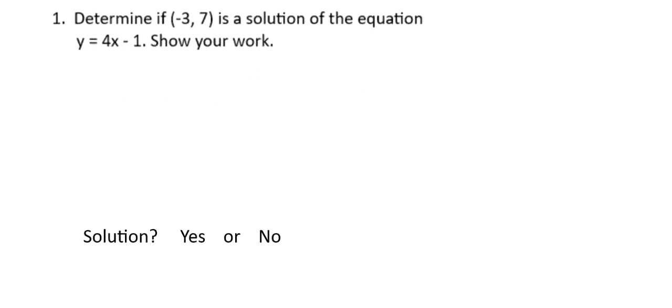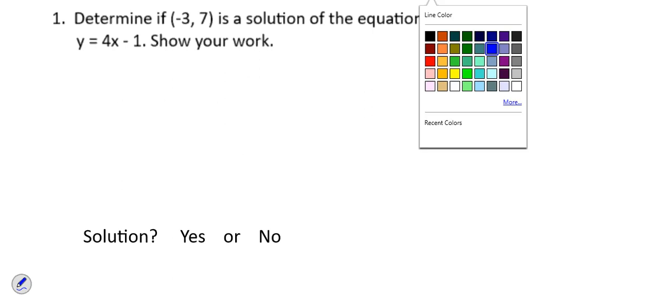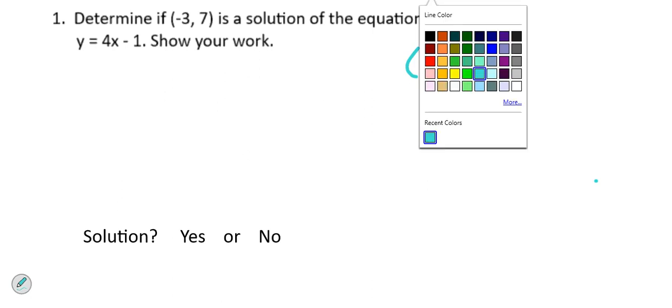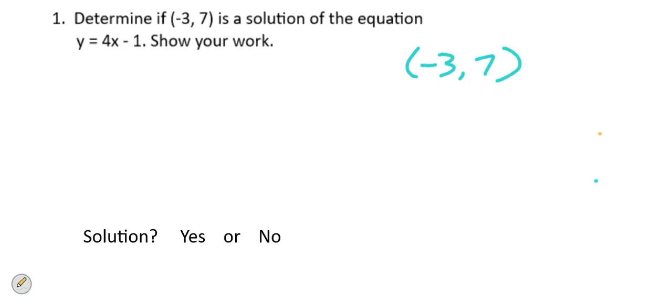So determine if negative 3, 7 is a solution of the equation y equals 4x minus 1. Show your work. So basically it's asking us to remember some basics. And the basics are this. When I see the point negative 3, 7, I remind myself that the negative 3 stands for the x value and the 7 stands for the y value. And so when I go ahead and see the equation y equals 4x minus 1, it's asking me to do this.